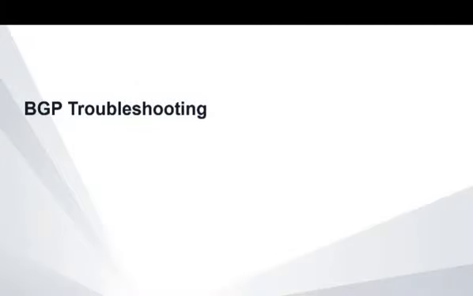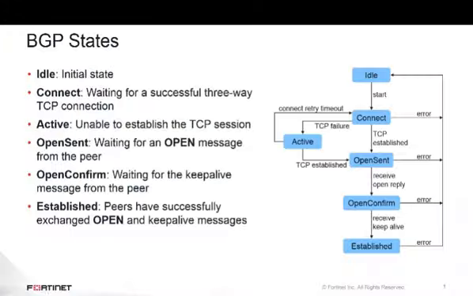In this section, you will learn about tools and tips for troubleshooting BGP. This slide shows a flowchart of the BGP neighbor states and how they change. Idle, initial state. Connect, waiting for a successful three-way TCP connection. Active, unable to establish the TCP session. Open sent, waiting for an open message from the peer. Open confirm, waiting for the keepalive message from the peer. Established, peers have successfully exchanged open and keepalive messages.